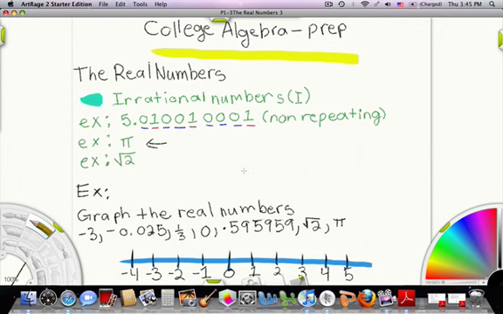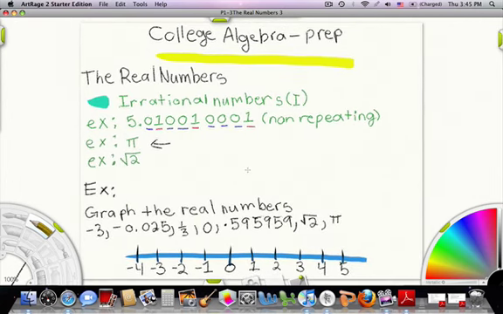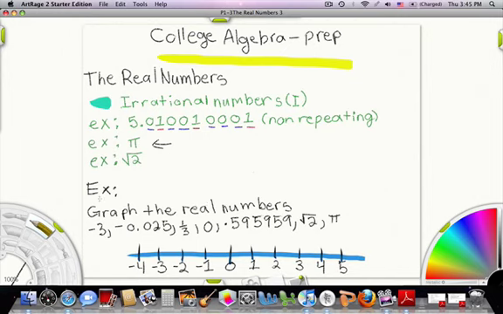Okay, so let's actually do a little exercise here. It says graph the real numbers -3, -0.025, then it says graph 1/3, 0, and then graph 0.595959, graph square root 2, and graph pi. So let's go ahead and graph these. Let's see what color we want to use. We want to use a color that's going to show up, so let's use this red.